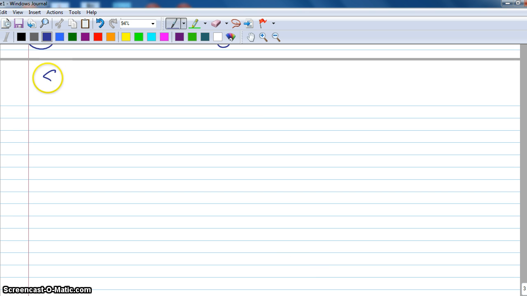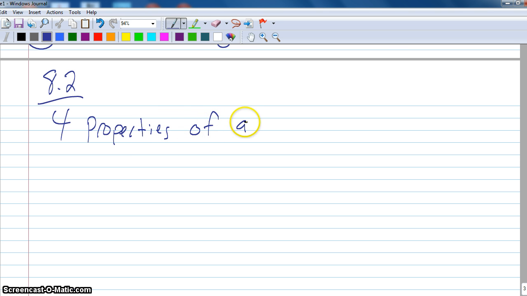Then from 8.2, we're going to go over the rules of a parallelogram, where opposite sides are congruent. You need to know that. Opposite angles are congruent. In other words, the 4 properties of a parallelogram. In 8.2, I went over a few examples. Any examples from there is fair game. Similar questions just like it. I would look over 8.2.